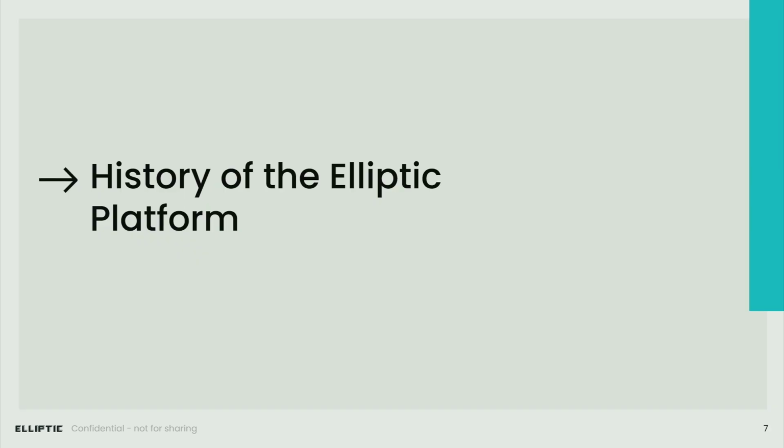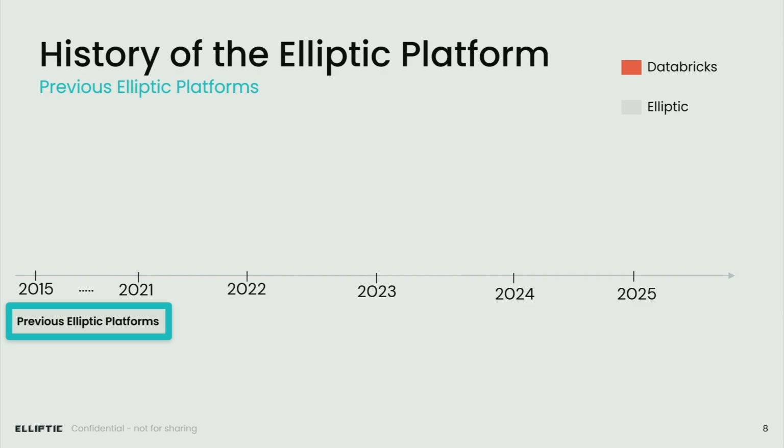So just to give a bit of history of the Elliptic platform and the different evolution of it. We started very humble, just supporting Bitcoin and Ethereum. We were using Neo4j as a graph database. We were running traversals on it.